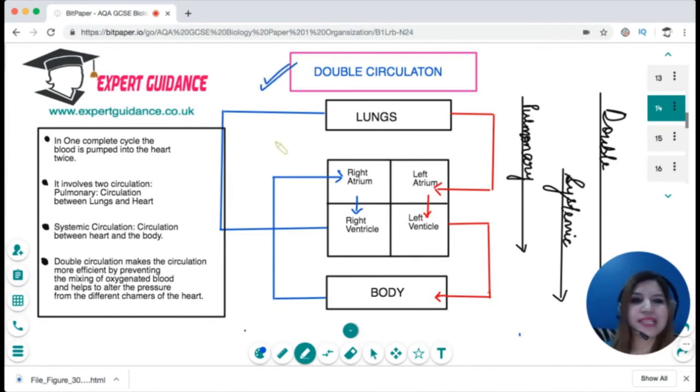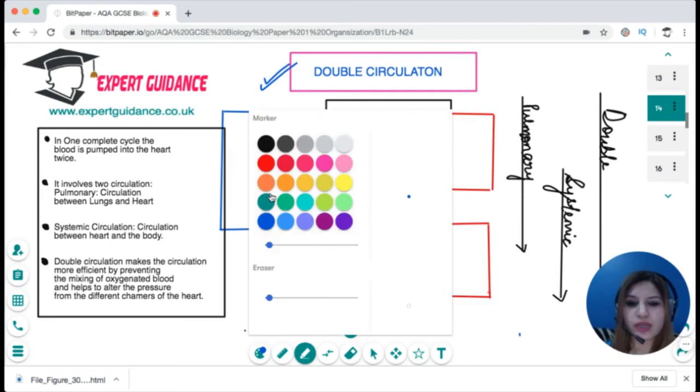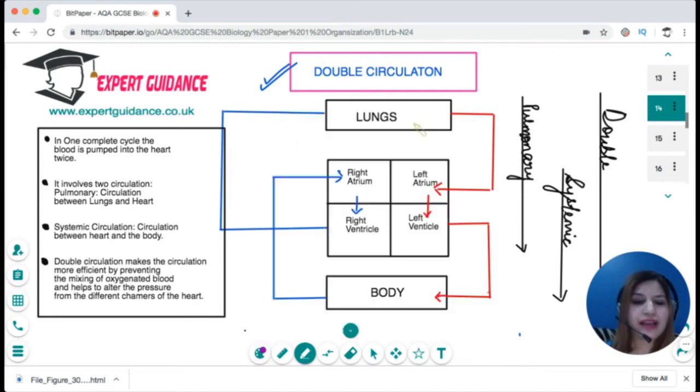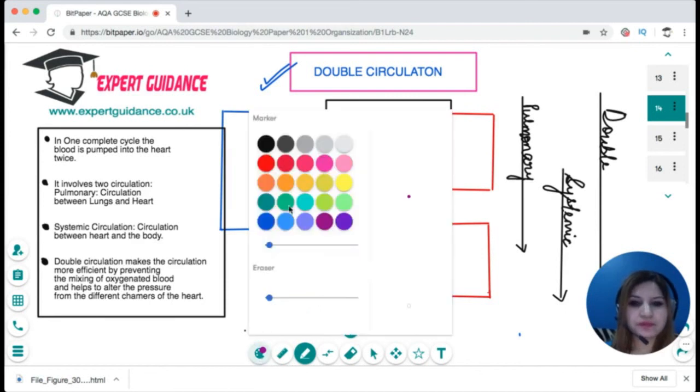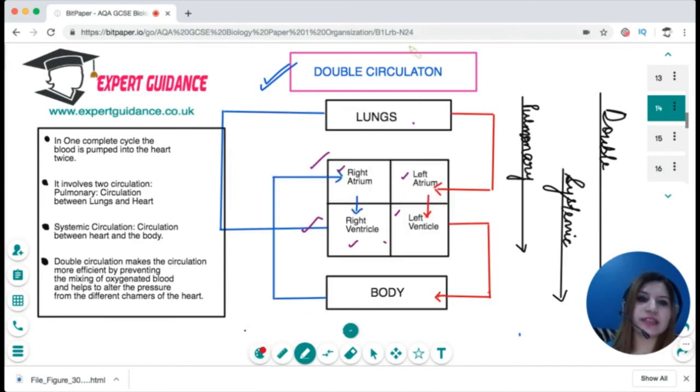Now, let me explain to you how this double circulation works. In our circulation, we have the lungs and the heart has 4 chambers. The top chambers are the atria and the bottom are the ventricles, and our right is the heart's left. So this is the left atrium, right atrium, left ventricle, right ventricle, and the body. Now, how does the circulation start? The lungs give oxygen to the blood, and the oxygenated blood from the lungs starts flowing to the left atrium.